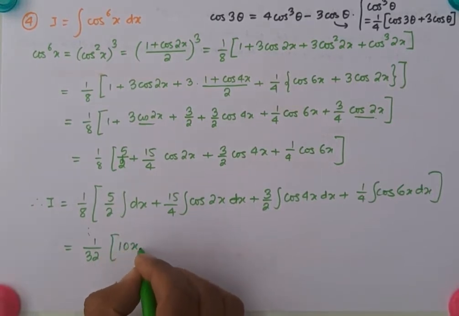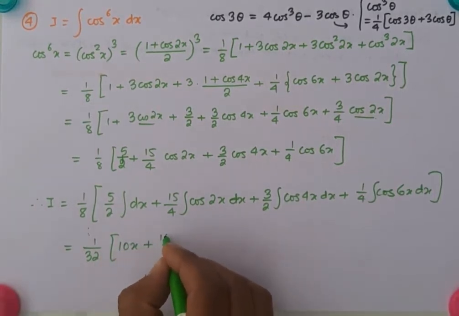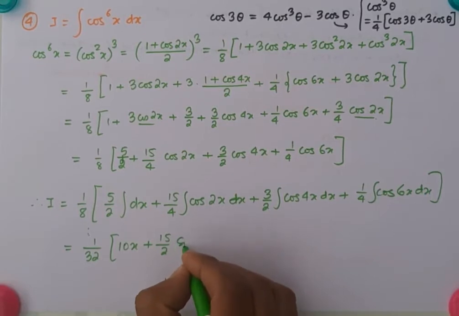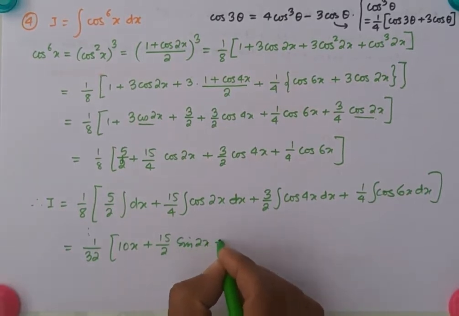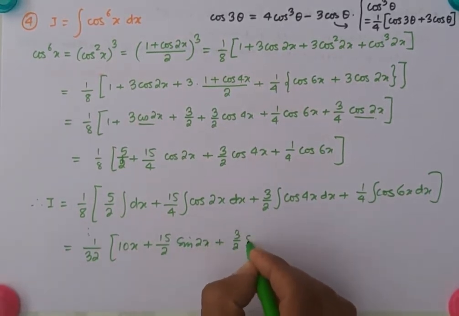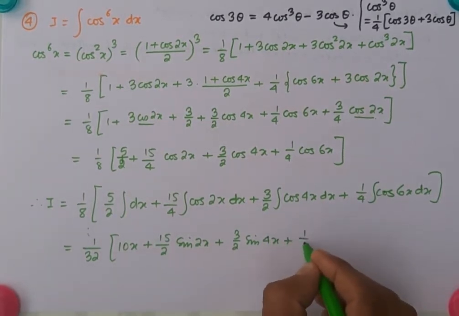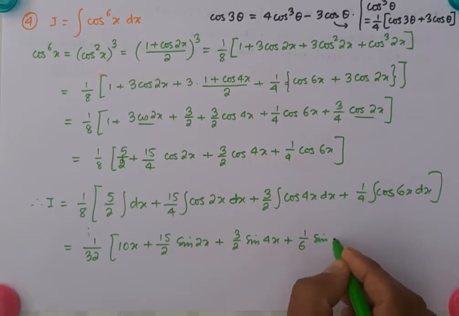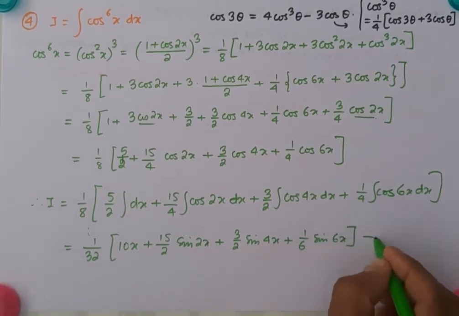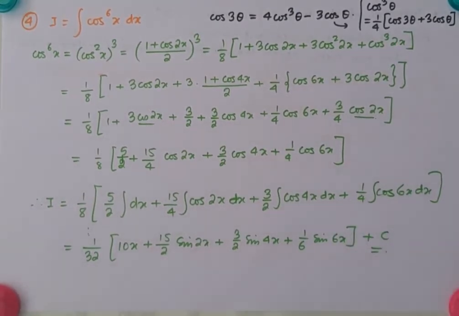So 10x plus 15 by 2 sin 2x plus 3 by 2 sin 4x plus 1 by 6 sin 6x, with a constant of integration. That will be your answer. So you may pause the video and note it down.